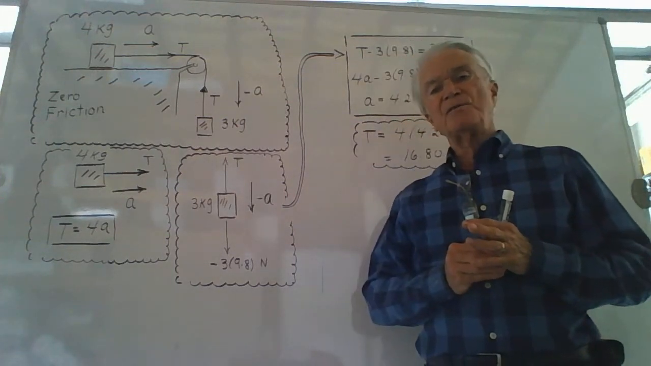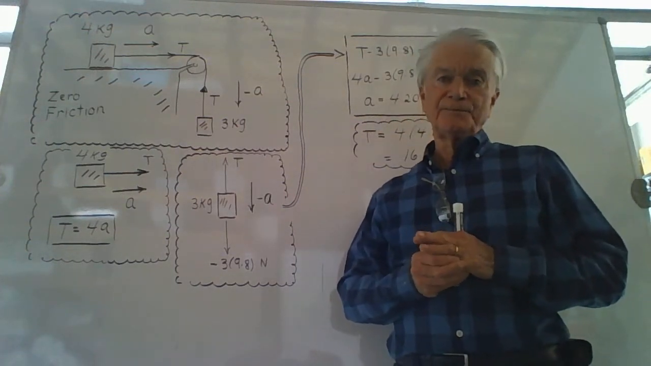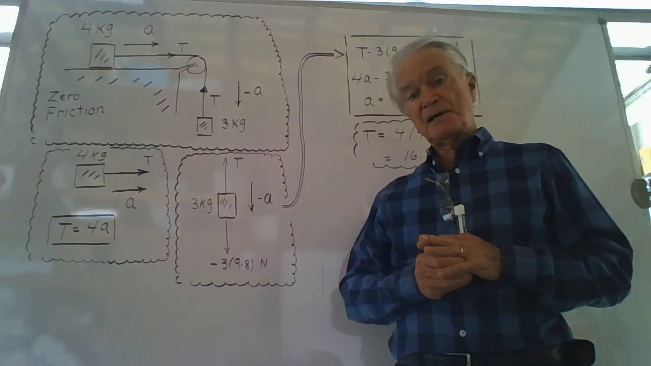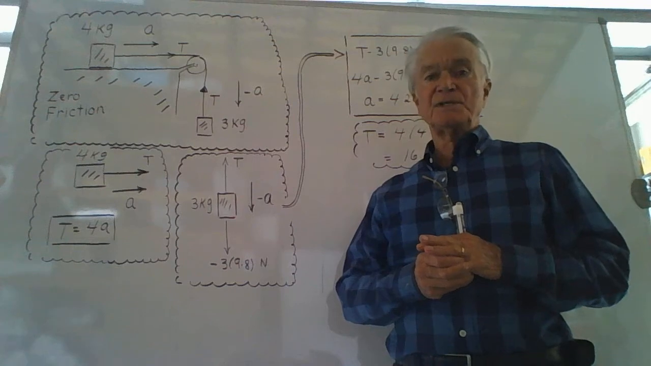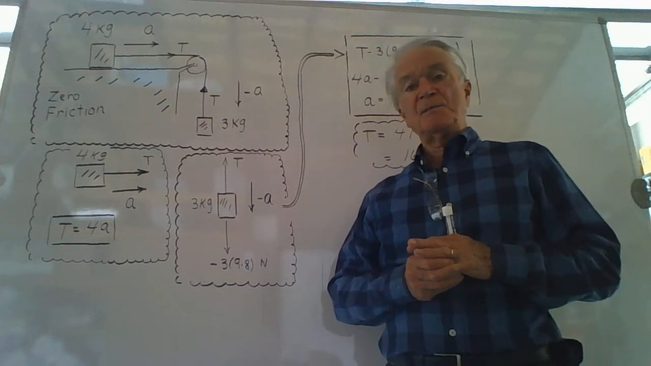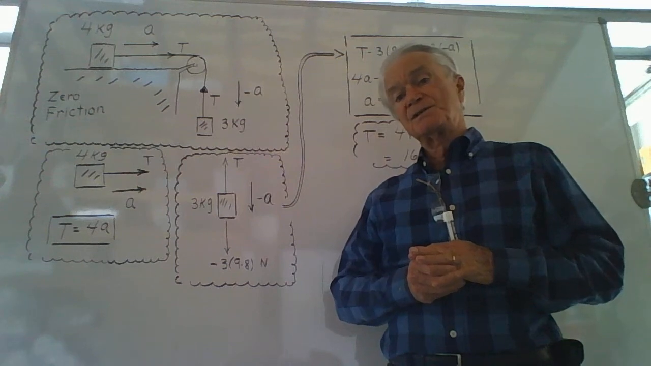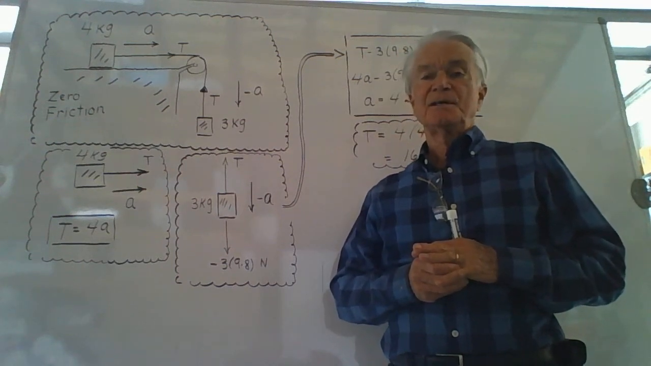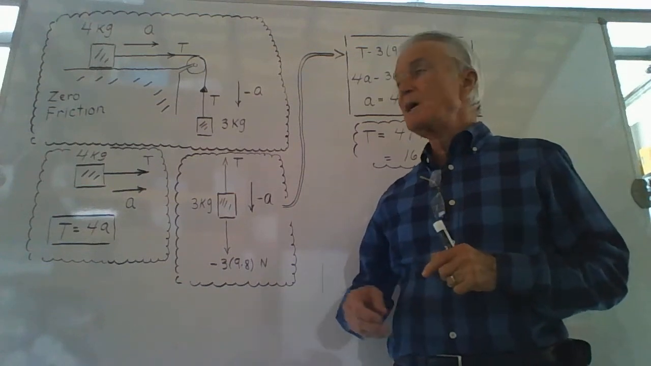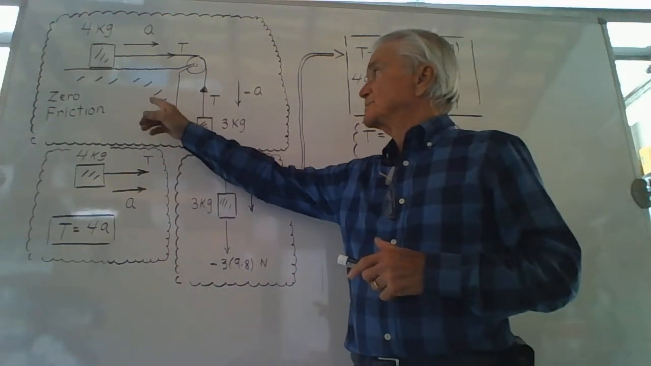Let's work a problem involving Newton's second law, otherwise known as F equals ma, where F is the total force, sometimes called the net force. M is the mass of the object that is subject to the net force, and A is acceleration. The system we'll look at is drawn here.